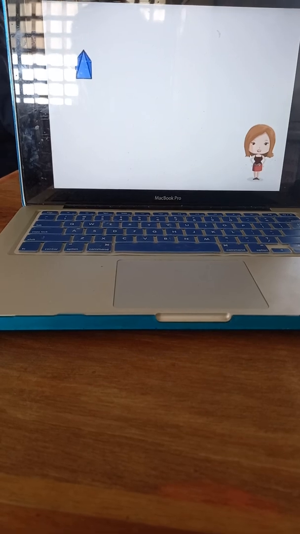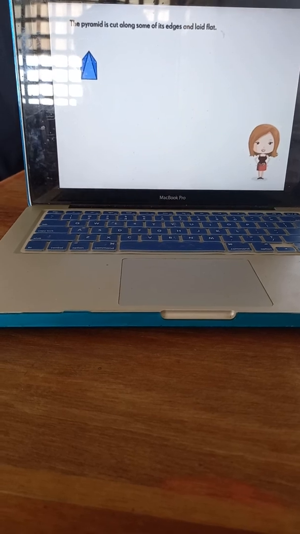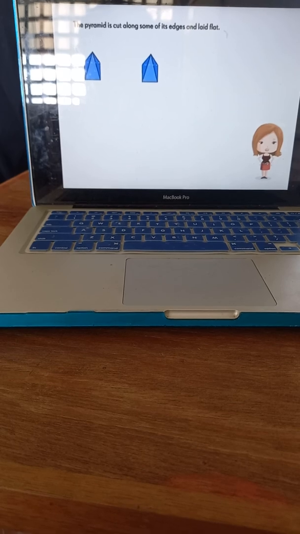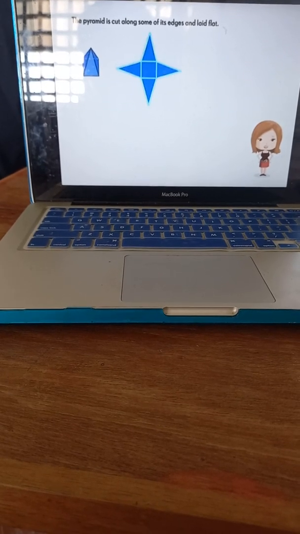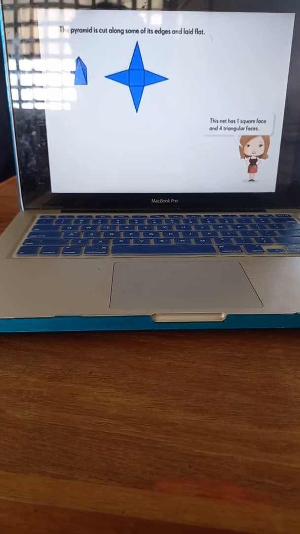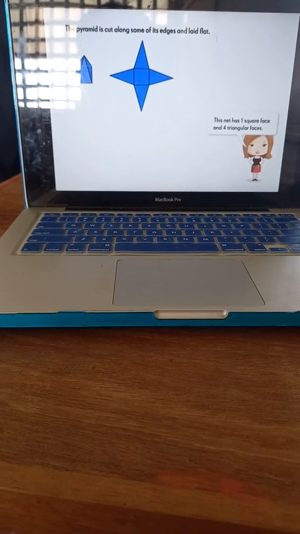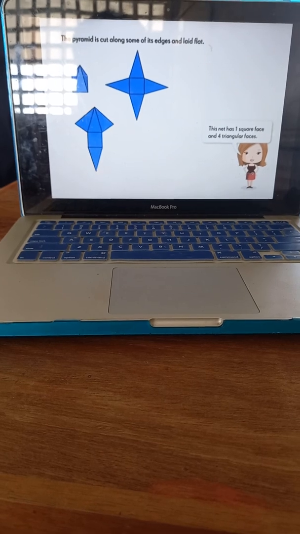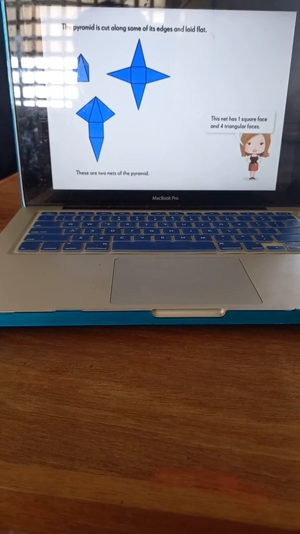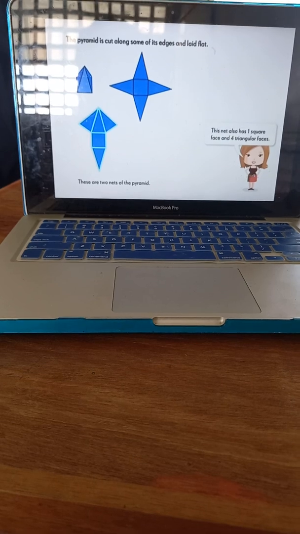Here is a pyramid. Let's see what happens when the pyramid is cut along some of its edges and laid flat. Like this. This is a net of a pyramid. This net has 1 square face and 4 triangular faces. This is another net of a pyramid. It also has 1 square face and 4 triangular faces.